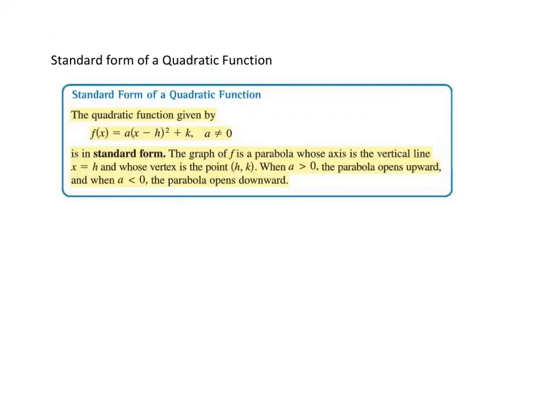Standard form of a quadratic function is when you have your a factored out, x minus h quantity squared plus k. Then it's easy to point out that my vertex is always at (h, k). I can identify a if it opens up or down. My vertical line, my axis of symmetry, is always going to be x equals h.